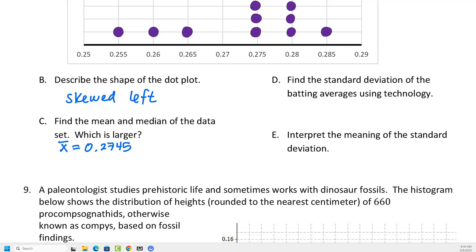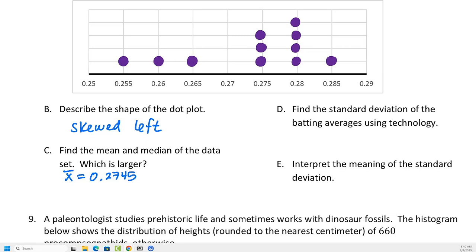Wait, before I even find the median, do you guys... Oh no, I'll keep moving.